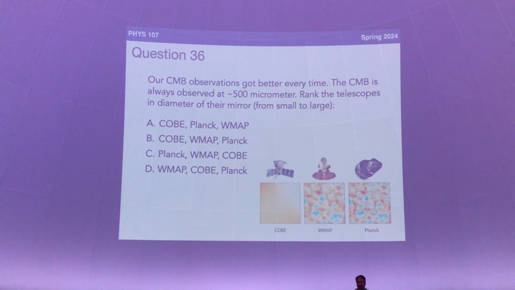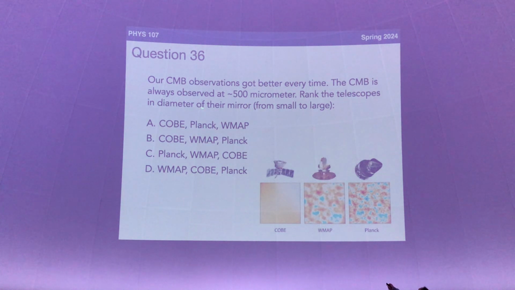Okay, so this one is about lambda over D. It's a question about resolution. The cosmic microwave background observations got better every time. The cosmic microwave background was always observed at 500 micrometers, so lambda is always the same.